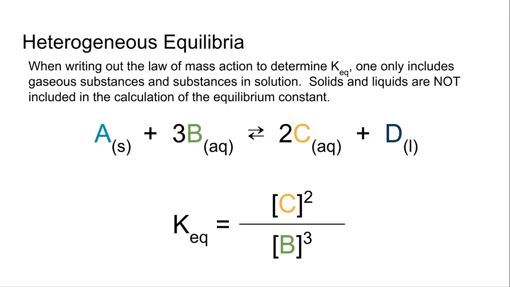Notice we only included the C, and it's still raised to the power of 2, and we have the concentration of B raised to the power of 3. Notice we only included those that were in aqueous solution or gaseous substances. We did not include the solid or the liquid. Remember that when it comes to writing out chemical equations, the physical state is very important of whether or not you include it in the law of mass action.